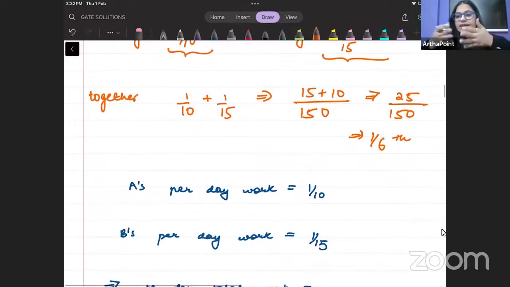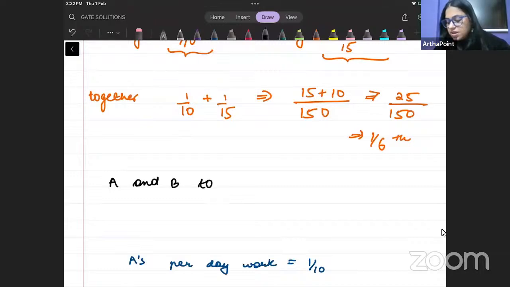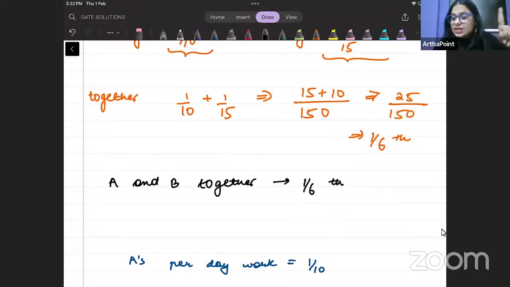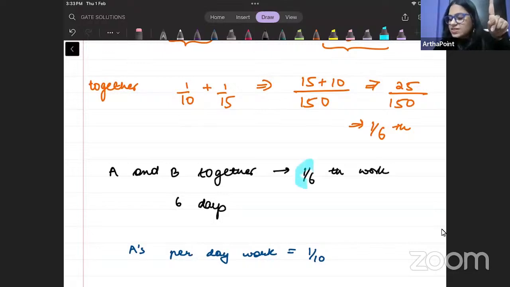Now understand carefully. Out of the entire task, 1/6 can be done in one day if A and B work together. If A and B do a task together, they complete 1/6 of the work in one day. So how many days will they take to complete the entire task? 6 days. Just invert it. In one day they are doing 1/6 of the work, so in 6 days they will do the entire work.